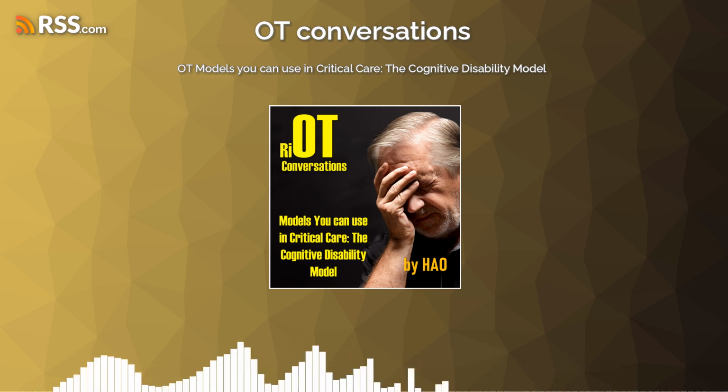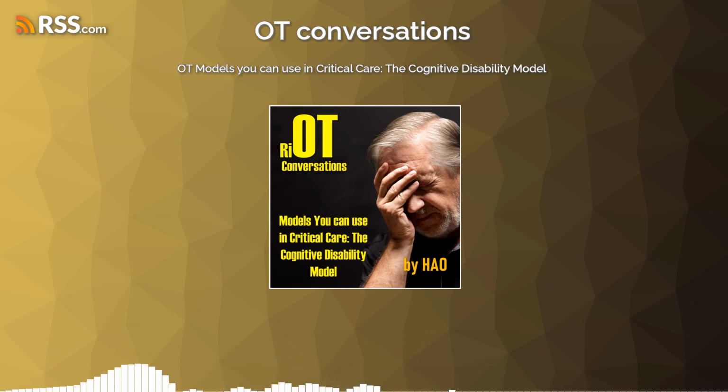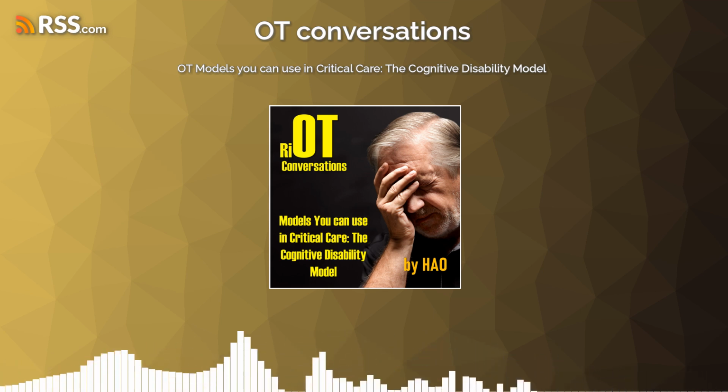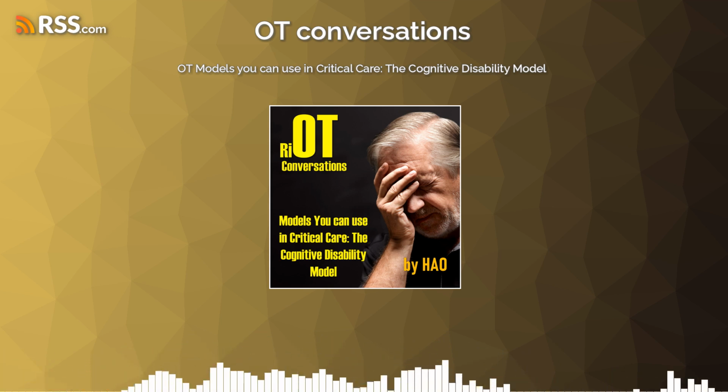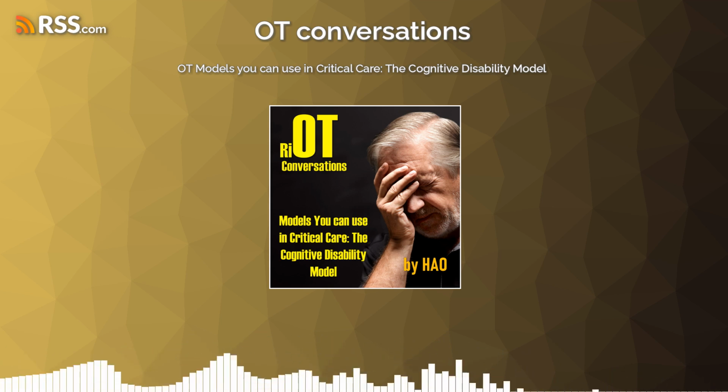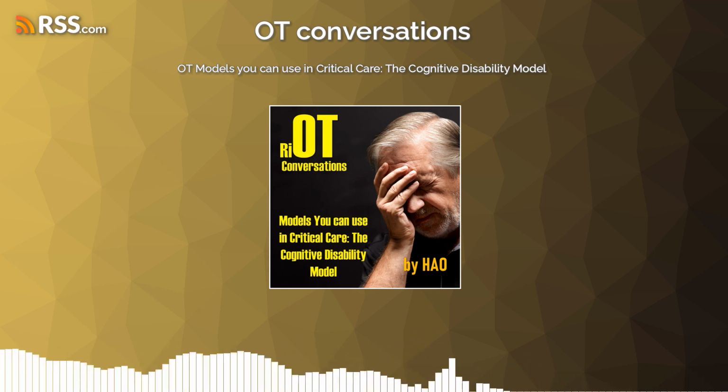All right? Okay, there you go, guys. This is one model that you can use in critical care. Once again, it's called the Cognitive Disability Model.